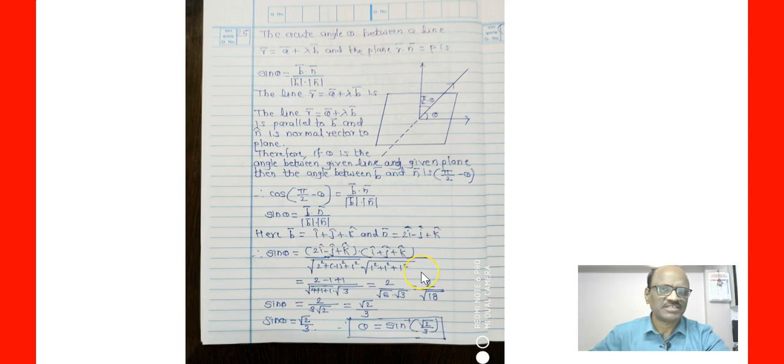After the simplification, you are getting 2 upon under root of 18, and simplifying it you will get 2 upon 3 root 2, and that is again 2 upon root 2, that is root 2 into root 2 upon root 2 gets cancelled, then you are getting root 2 upon 3. Hence theta is equal to sine inverse of root 2 upon 3. Now next question.